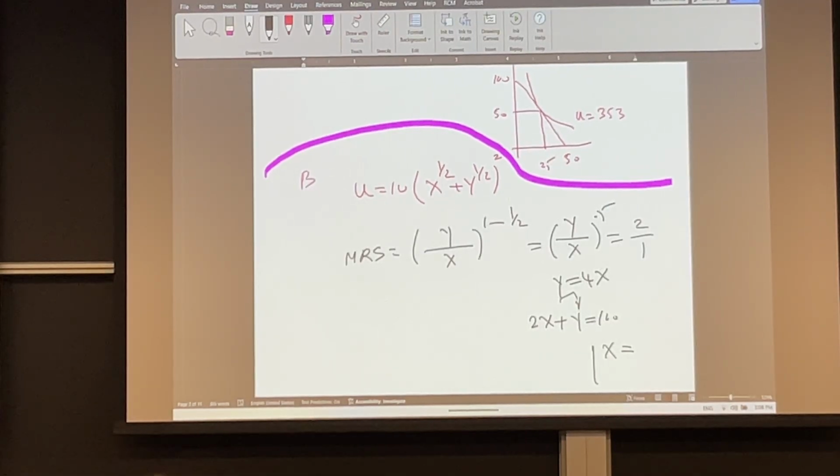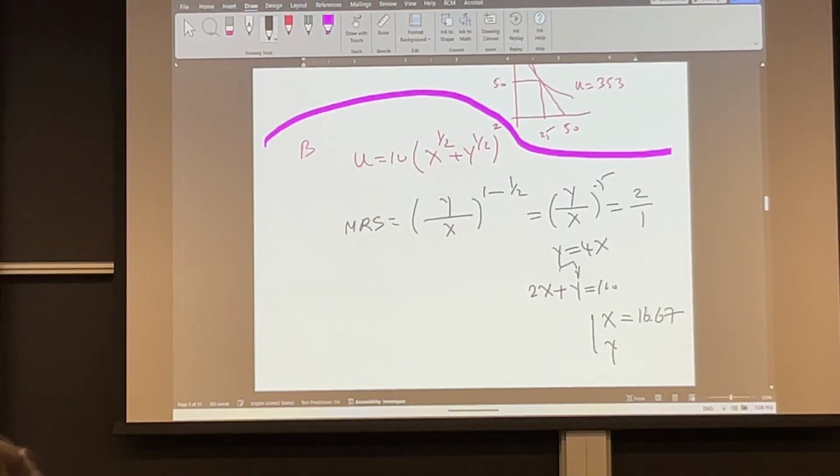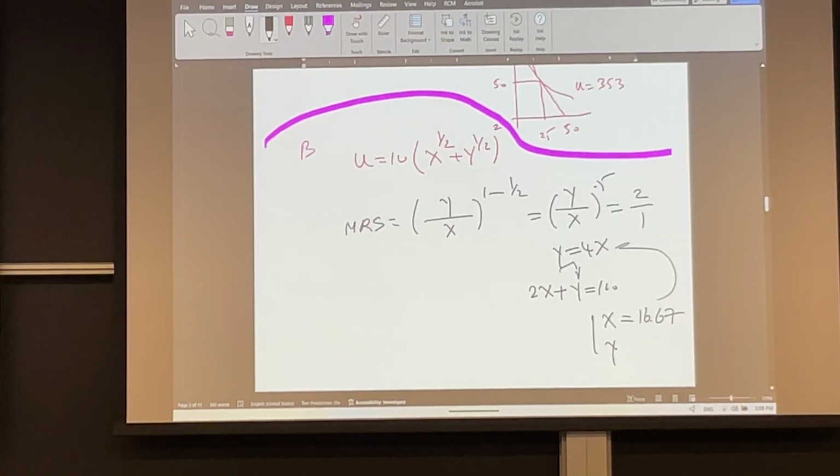What would be x for this individual? It should be 100 divided by 6. How much is that? 100 divided by 6. Yes. 16.67. Now y would be how much? Take this one and plug it there. That's 4 times 16.67, which is 66.7. Okay, there you go. And we can calculate the satisfaction he gets, which should be this one.